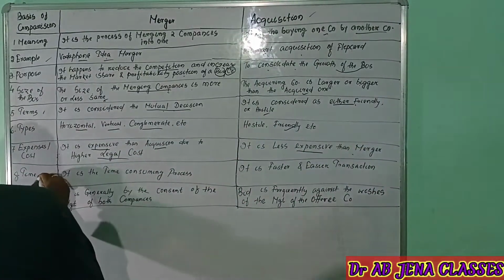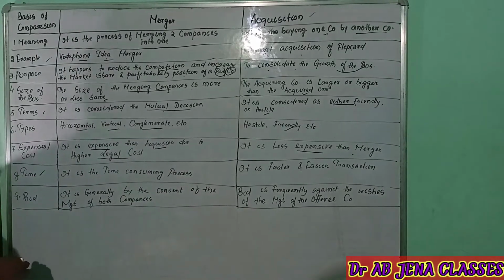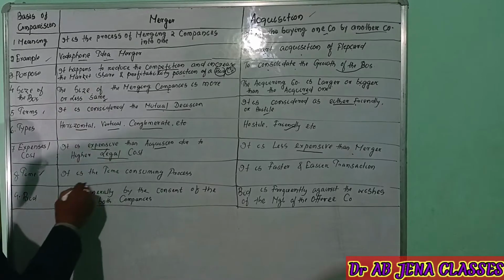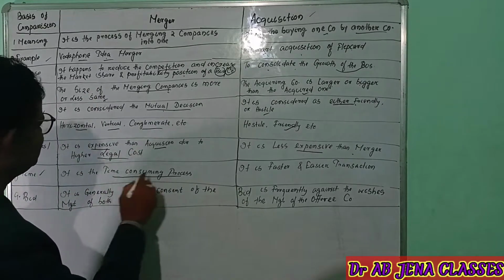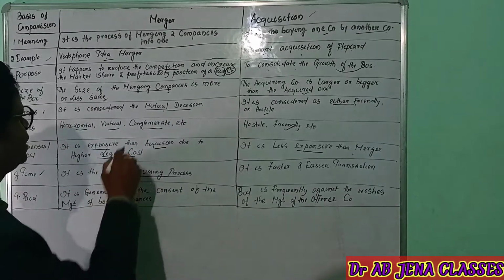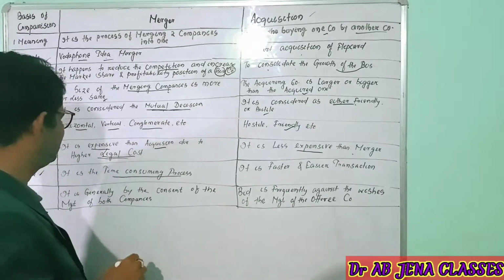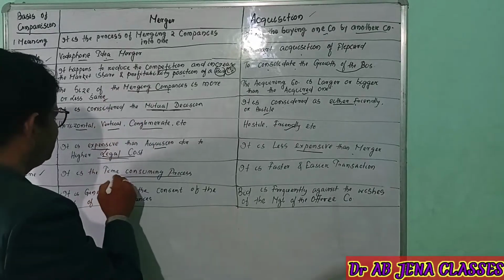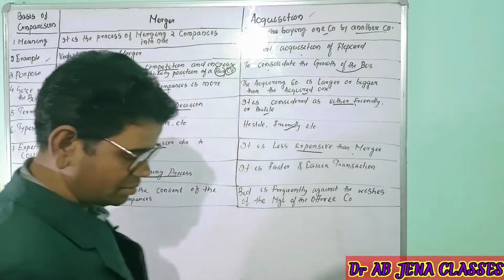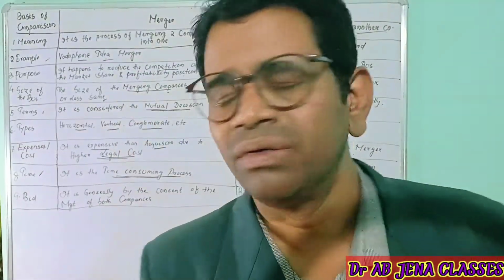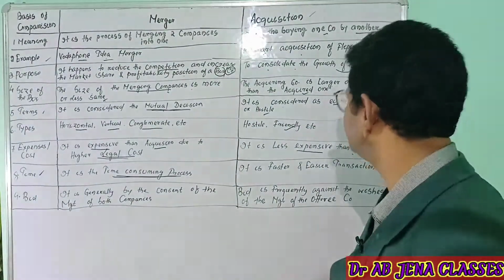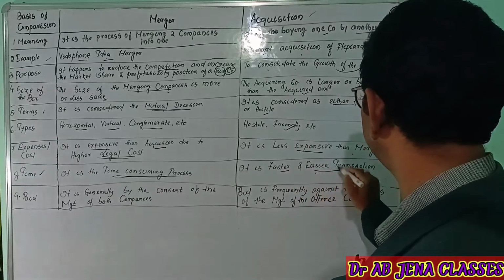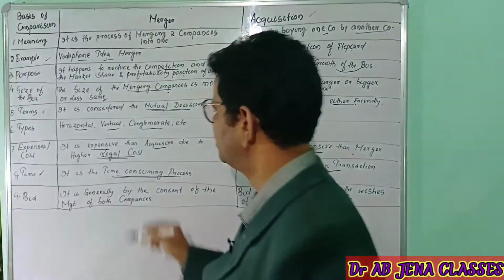Then by taking into consideration the basis of comparison, time: a merger is a time consuming process because the legal cost is there, and a mutual decision will be taken into consideration. So that's why a merger is a time consuming process for its completion. Whereas in the case of acquisition, it is a faster and easier transaction as compared to the merger.